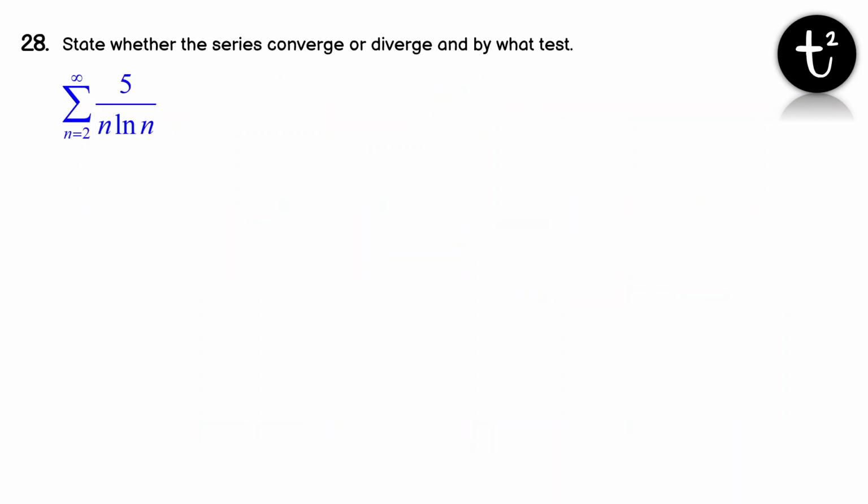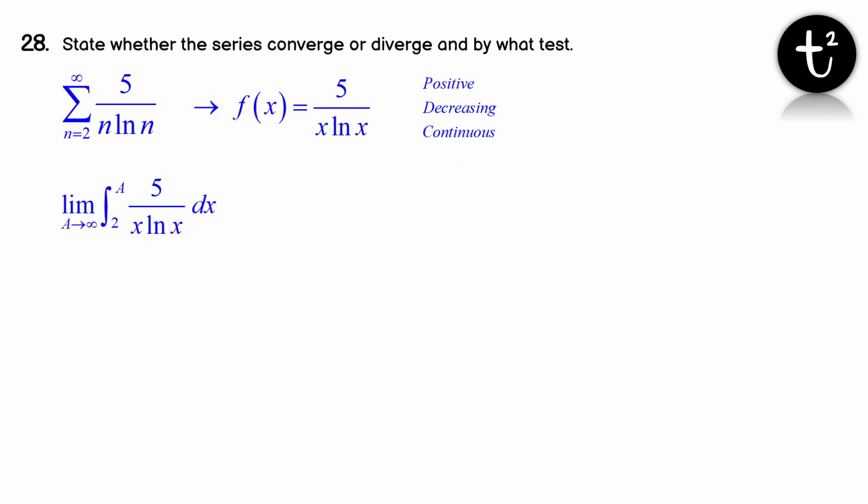Number 28, we have the sum as n goes from 2 to infinity of 5 divided by n times natural log of n. So for this problem, again, I'm going to use the integral test. I'm going to let f of x be equal to 5 divided by x times the natural log of x. Again, a quick graph or writing out a few terms is going to confirm that this function is positive, decreasing, and continuous, so I may proceed with the integral test.